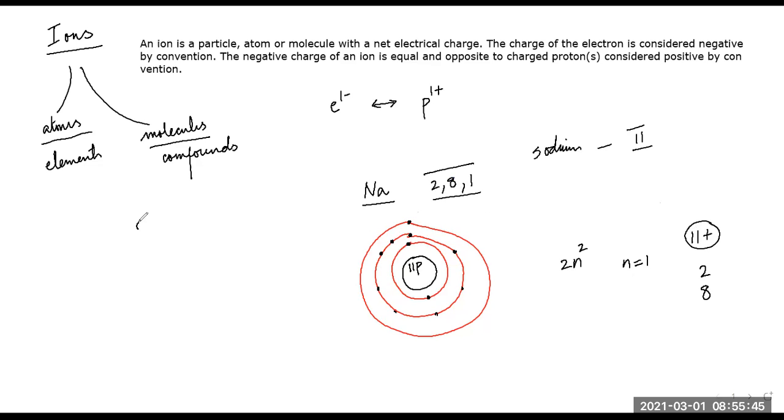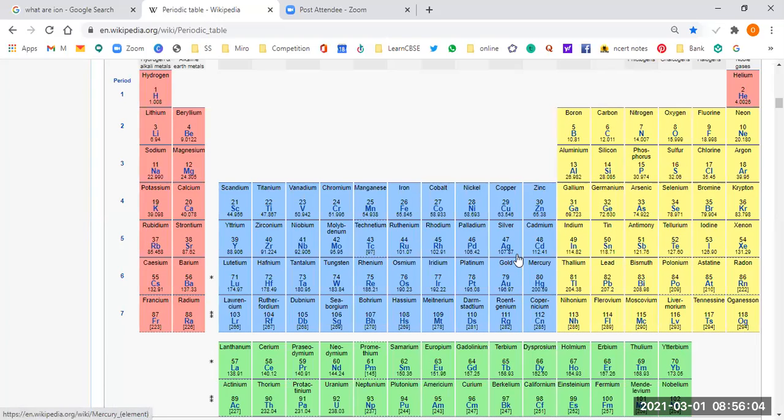Now, students, you know about the octet. We know all the noble gases on the right hand side of the periodic table, let me just show you. See here, this is our periodic table. On the right hand side, helium, neon, argon, krypton, xenon, all these are noble gases. Why are they known as noble?